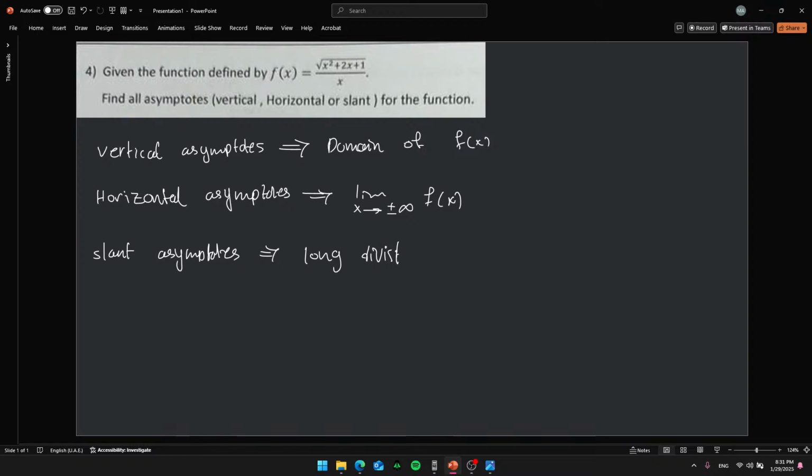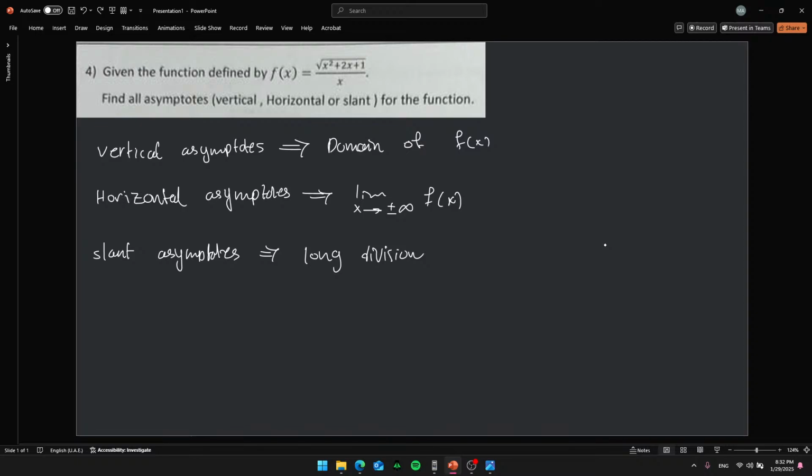Wait, division with an S, right? Okay, but the power of the numerator must be greater than the power of the denominator by only 1, because if it's greater than the power of the denominator by 2, then we can't apply this rule.